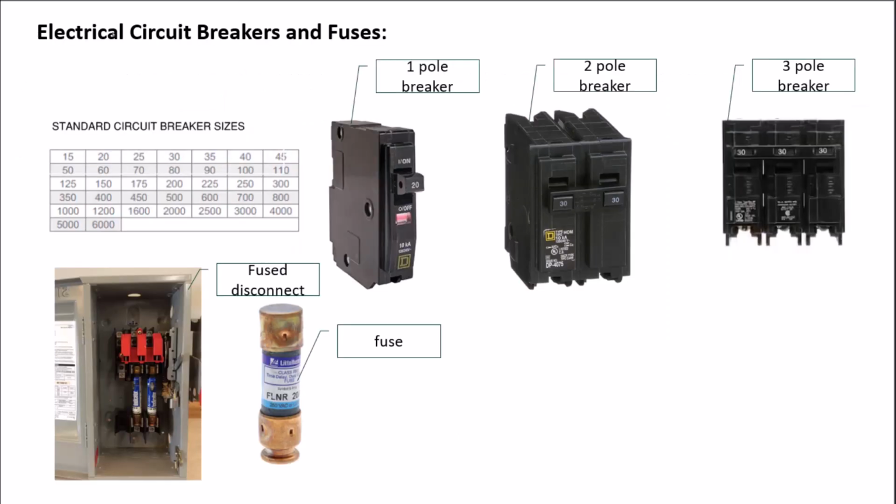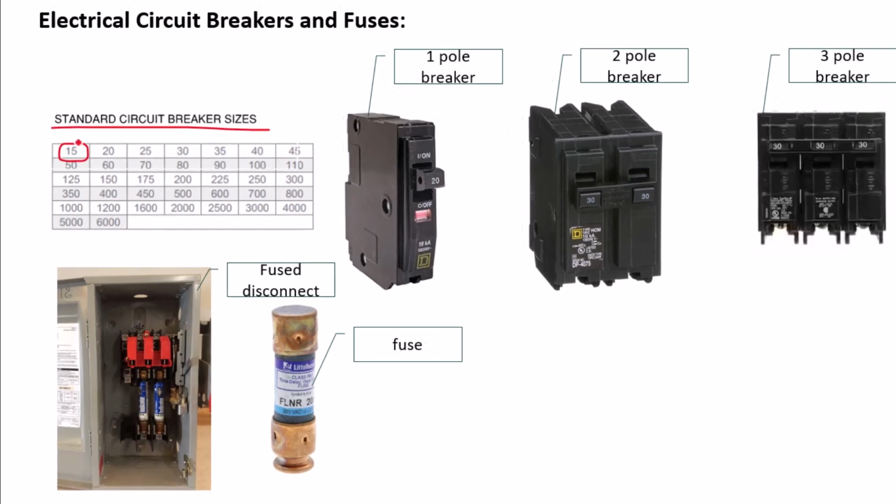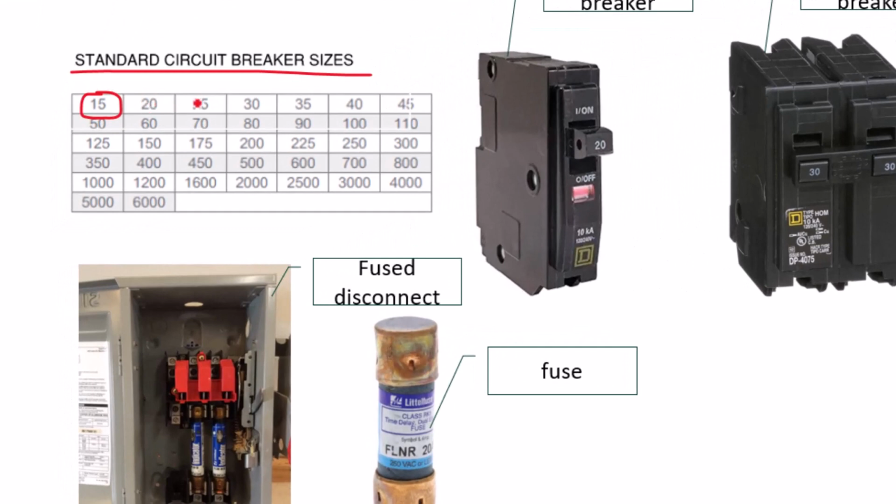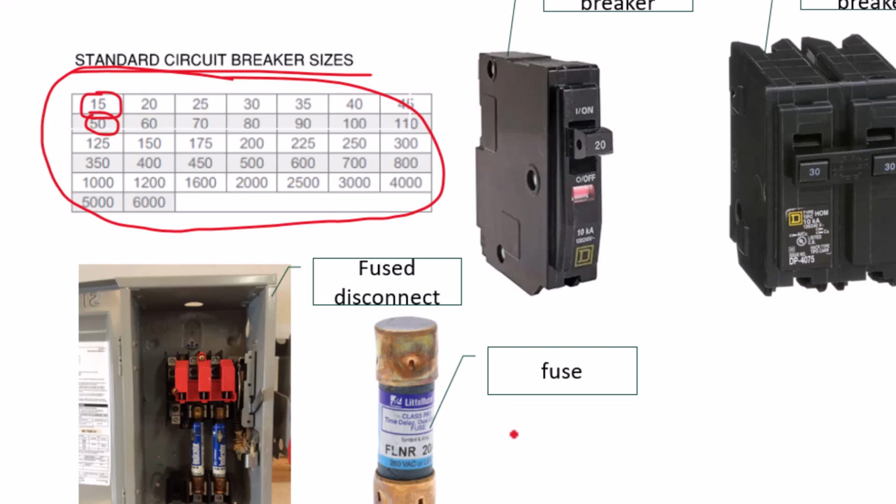All right, so the electric circuit breaker and fuses, they have standard sizes. You can't just pick any size that you want. They come in standard sizes listed here. So the lowest one would be a 15 amp, and then it would go up in increments of 5 up to 50, and then increments of 10. So this table gives you the standard circuit breaker sizes as well as fuses.